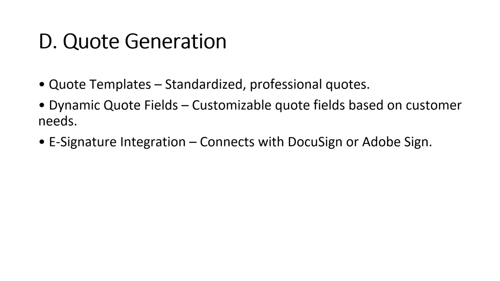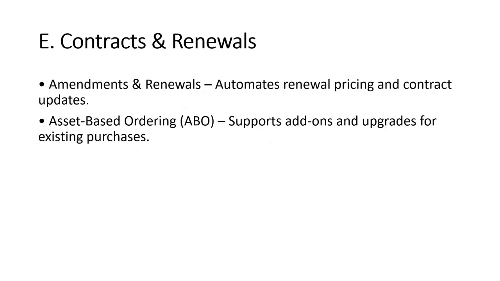And quote generation. CPQ helps in generating standardized and professional quotes. With quote generation, we can customize quote fields based on customer needs, and we can also integrate with DocuSign and Adobe Sign for e-signature. And then contracts and renewals, amendments and renewals, so we can automate renewal pricing and contract updates. It also supports asset-based ordering, and we can add on and upgrade for existing purchases.